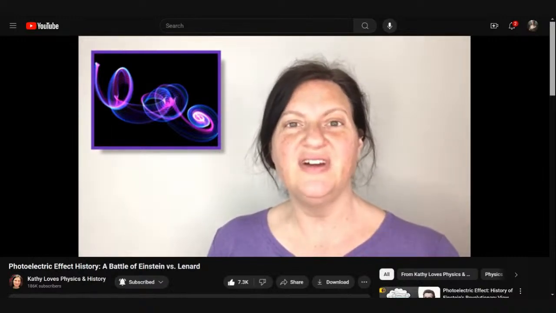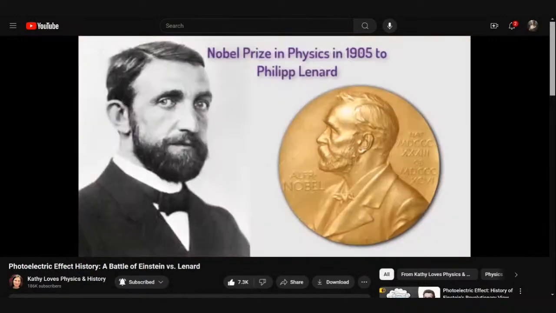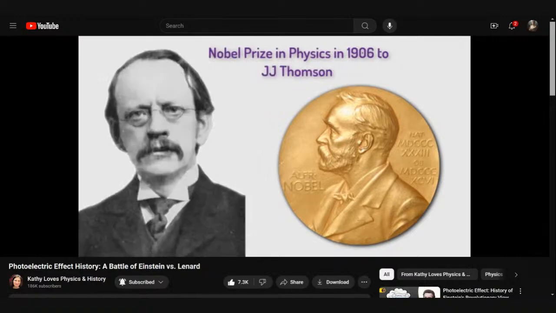Then in 1905, three events drastically changed Leonard's life. The first was that Leonard was awarded the Nobel Prize in Physics for his work in cathode rays. This despite the fact that 14 top scientists nominated J.J. Thomson for discovering the electron, and only 2 scientists nominated Leonard. Don't worry, Thomson won it the next year.